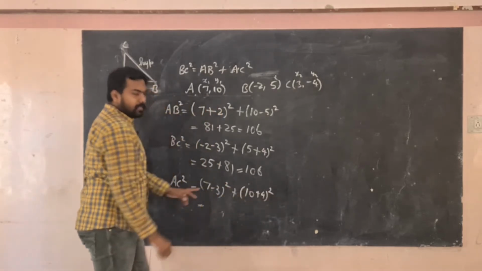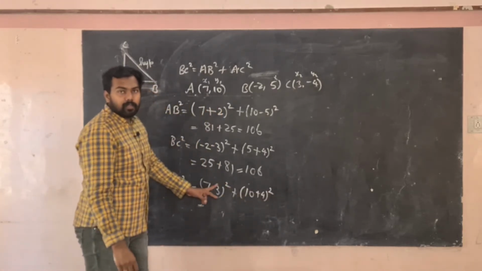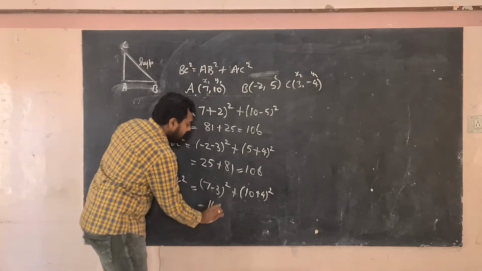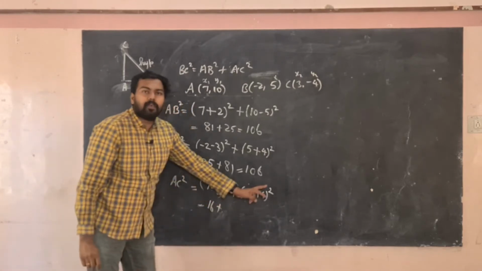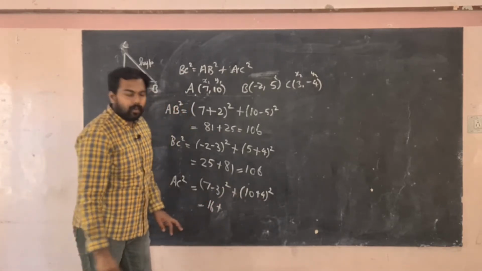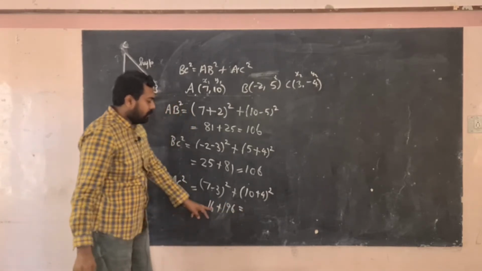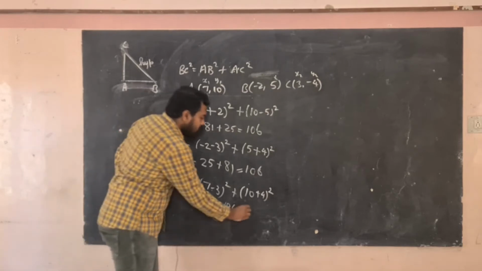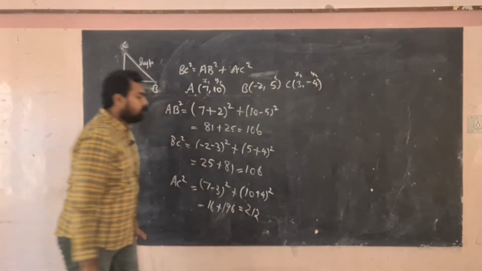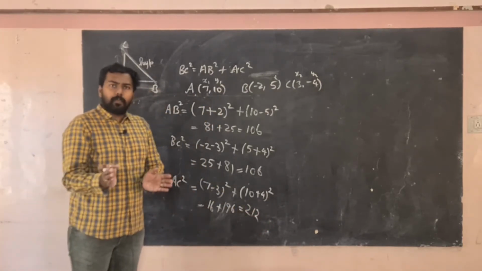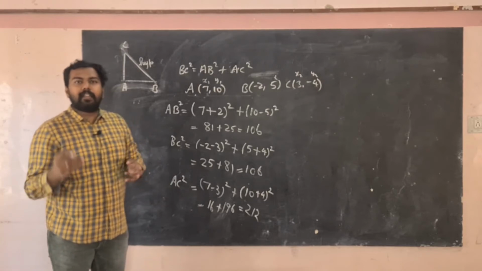What is 7 minus 3? It is 4. 4 square is 16, plus 10 plus 4 is 14. 14 square is 196. When you add, this will become 212. So in order to prove it is a right angle triangle, what did we say?